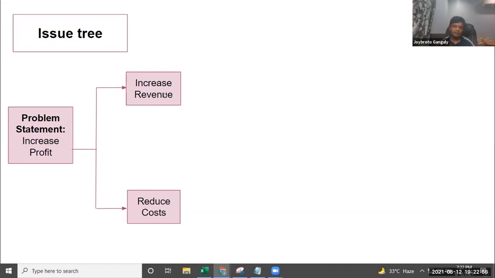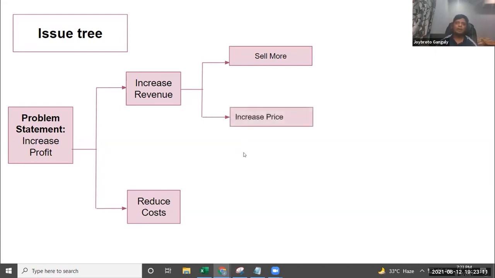Then the next level is all about how do I increase revenue, right? And I'm going to tell you the formula here, and then we are going to do the bigger issue tree where you guys are going to contribute. So increasing revenue is selling more or increasing the price, right? Selling more means more number of customers, or customers buying more number of products, and increasing price means the average price goes up, right?